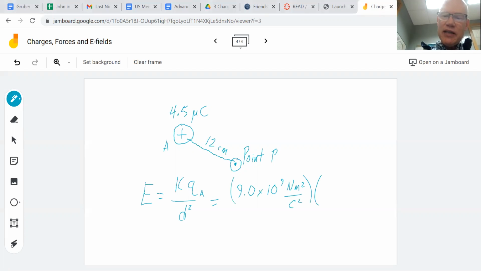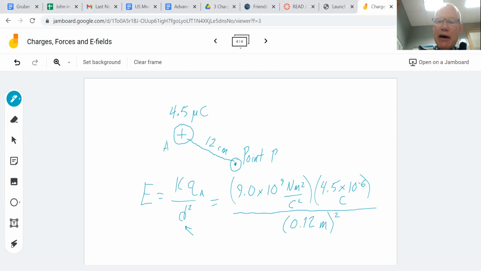And then my Q is the charge that's creating the field, which is my 4.5 microcoulombs. And since it's microcoulombs, I know I have to make that times 10 to the minus 6 coulombs. And then all of that is divided by the distance from the charge to the point in space, which is 12 centimeters. So it's going to be 0.12 meters, which has to get squared. So there's my setup. Now, because this is an E field strength and not a force, the final units are going to be newtons per coulomb. It's not a force, it's a field. So I'm going to get newtons per coulomb.